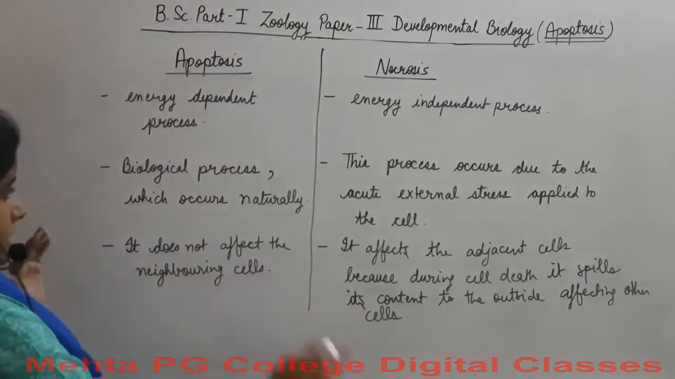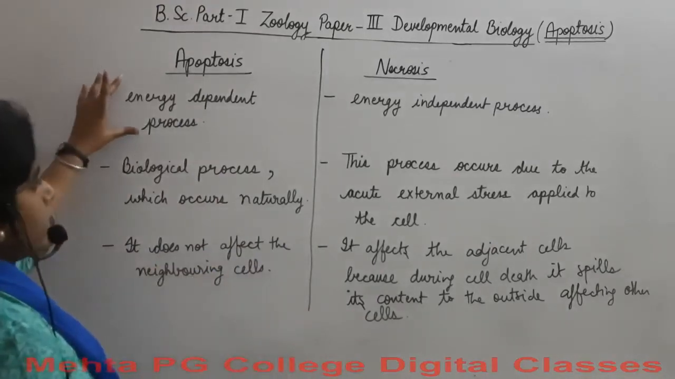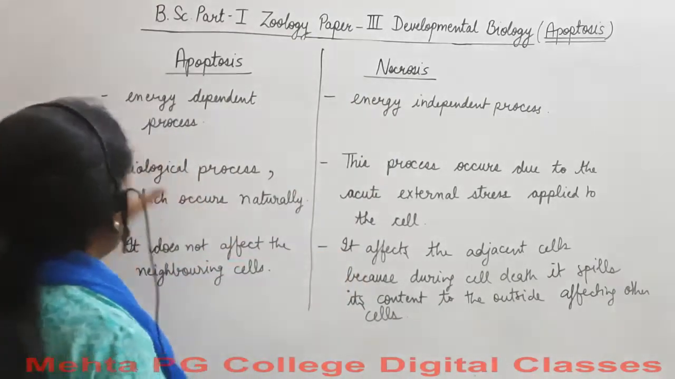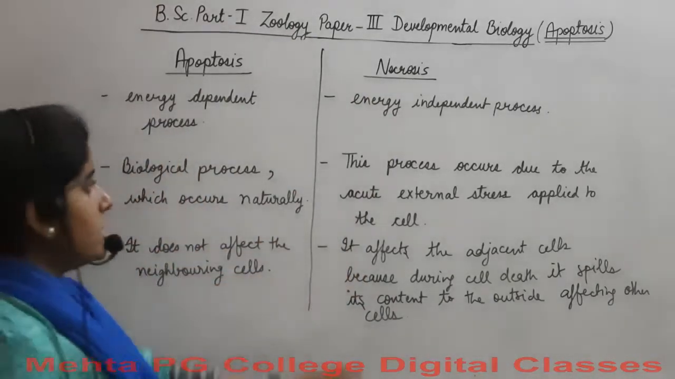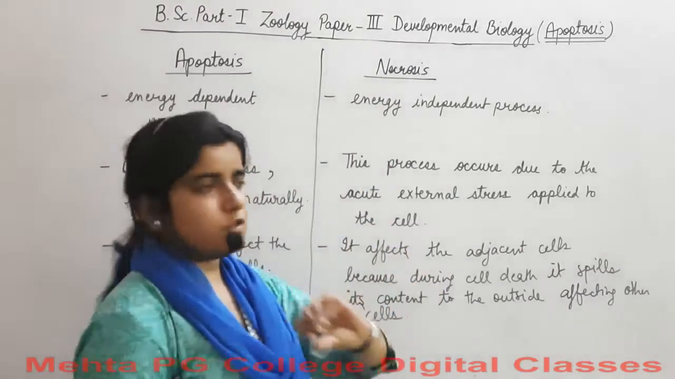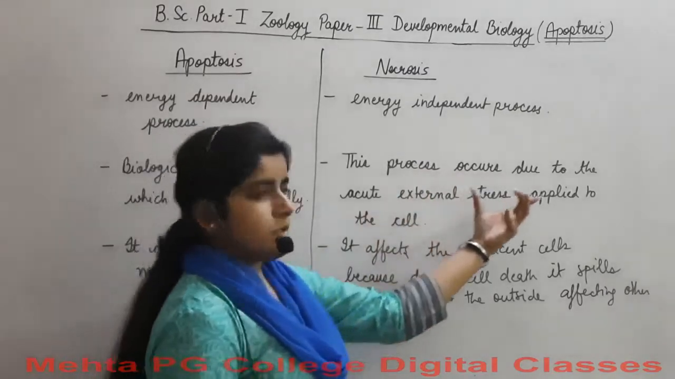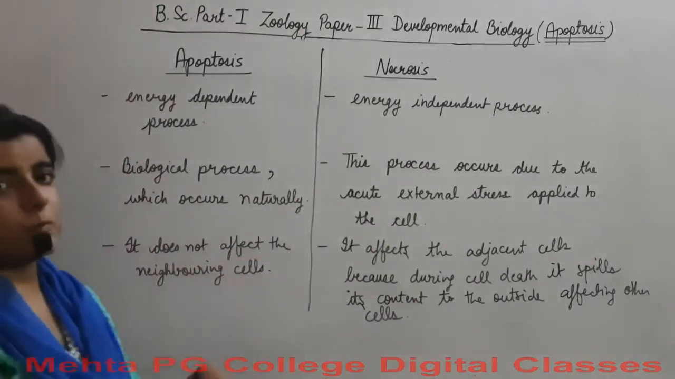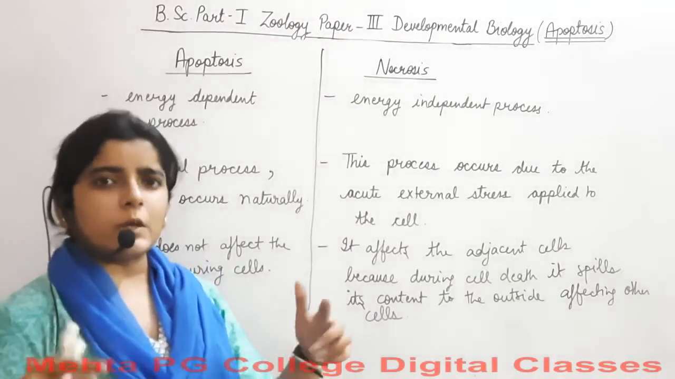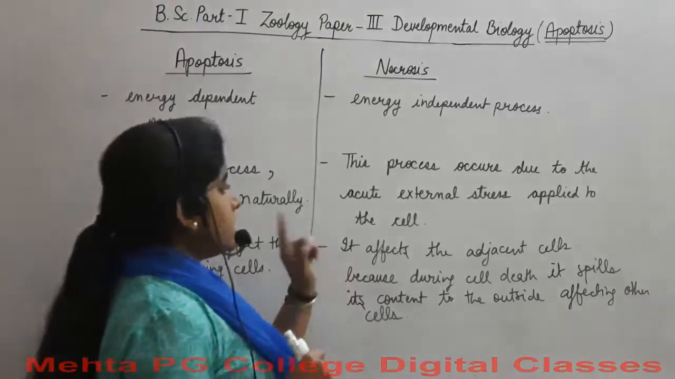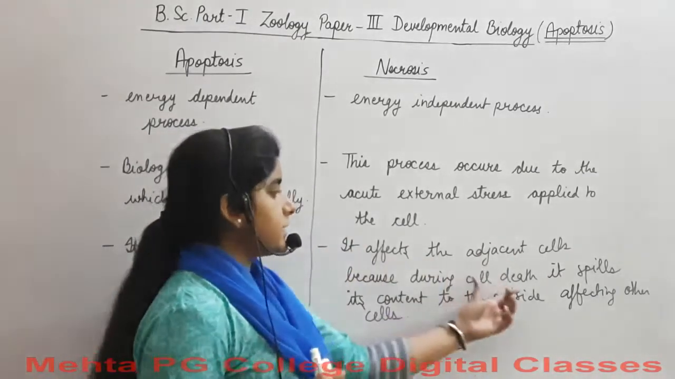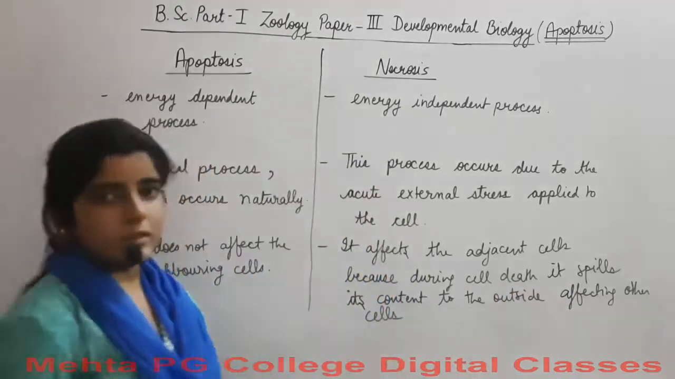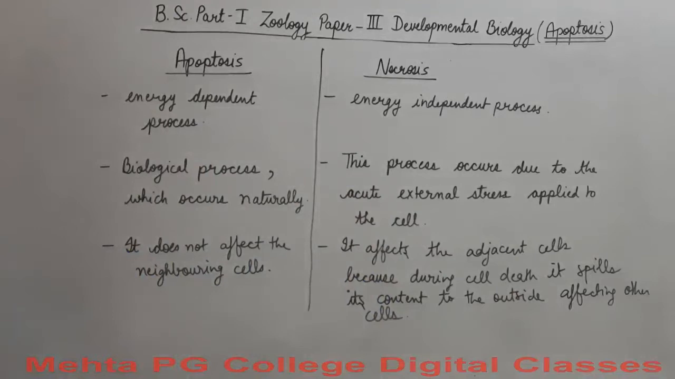So when we differentiate both the processes, necrosis is an energy independent process, whereas apoptosis is an energy dependent process. It is a biological process, occurs naturally, right? Necrosis is not a biological process, doesn't occur naturally, but it occurs due to the acute external stress applied to the cell. Thirdly, apoptosis does not affect the neighboring cells because macrophages are there to clean all the cell contents, right? And here, in necrosis, it affects the adjacent cells because during cell death, it spills its content to the outside, affecting other cells. So this is the difference between both these processes.